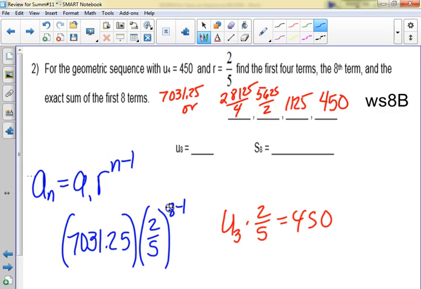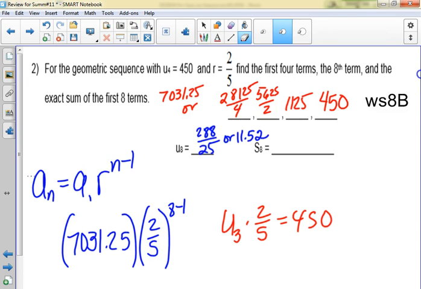I got 11.52. Anyone else? Or 288 over 25? Somebody get something different? Did you do to the power of 7? Did you get something different? Okay. I heard somebody whisper and they got something different.